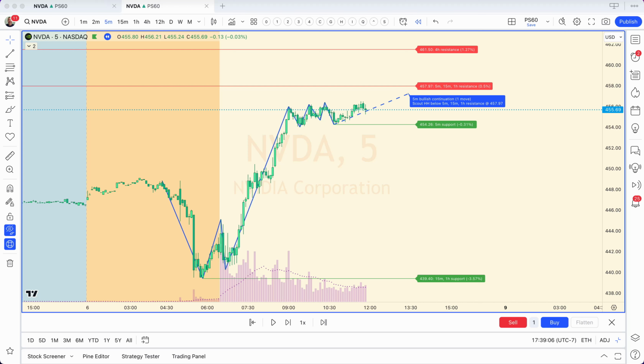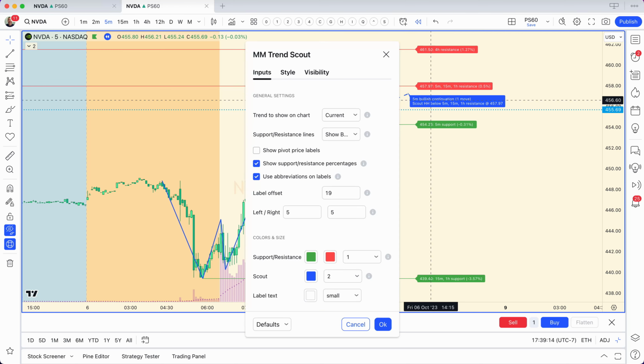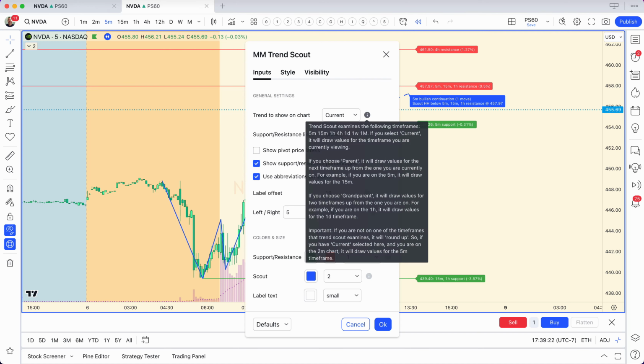So you want to learn more about the Trend Scout indicator. Okay, so let's just jump in and look at the configuration settings for Trend Scout. First of all, you'll notice that there's these little circles with an eye inside. If you hover over those, they will show you a lot of very helpful information. I'm just going to walk you through a little bit of that right now.